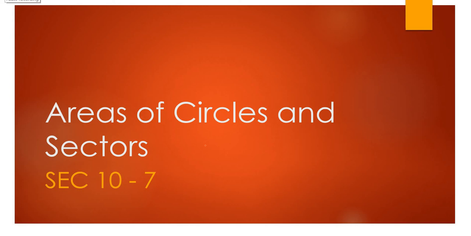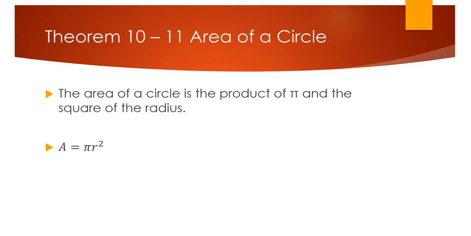Okay, section 10.7 is areas of circles and sectors. So the first thing we're going to look at is the area of a circle. We should all know this. The area of a circle is the product of pi and the square of the radius. Area is pi r squared.